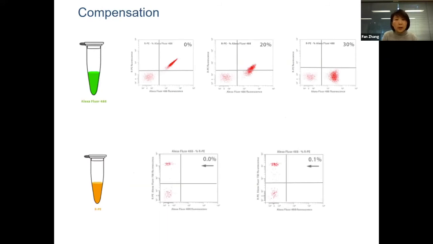The single color control is necessary for each fluorophore that you use in your sample. For example, we run Alexa Fluor 488 control. The spillover from Alexa Fluor to PE can be assessed and corrected by compensation. In reverse, the PE control can be used to assess the spillover into Alexa Fluor 488 and correct by compensation as well.